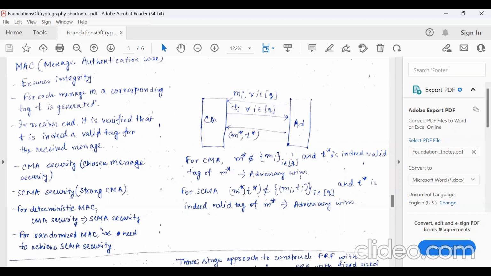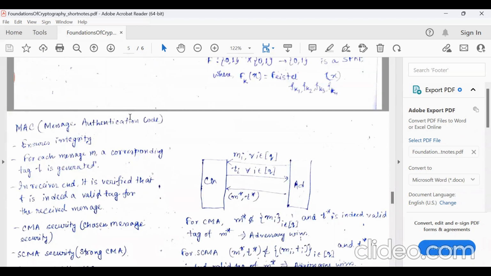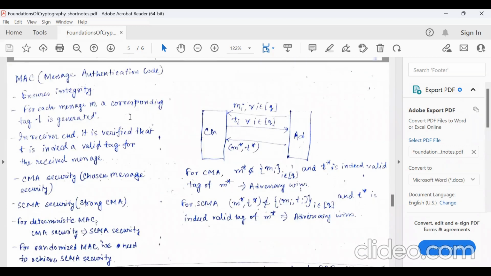So now we will proceed to message authentication codes, okay.